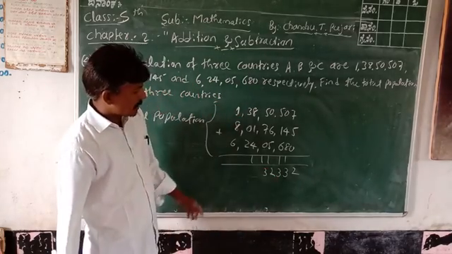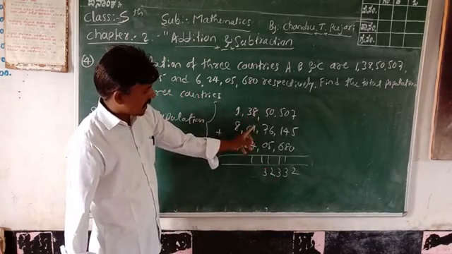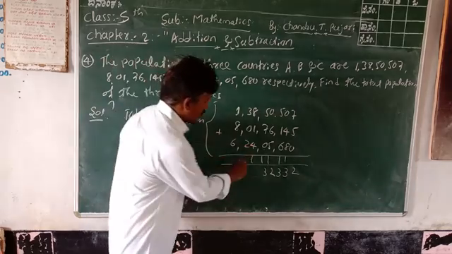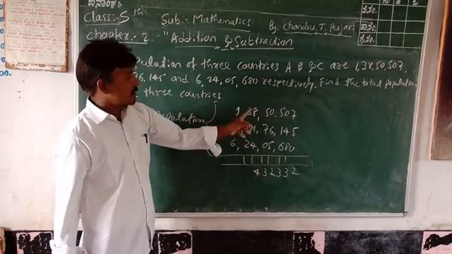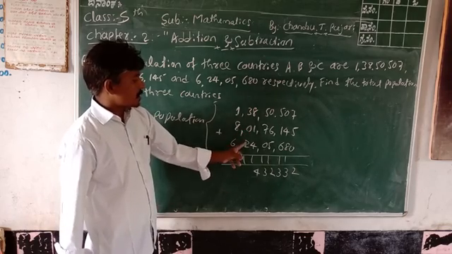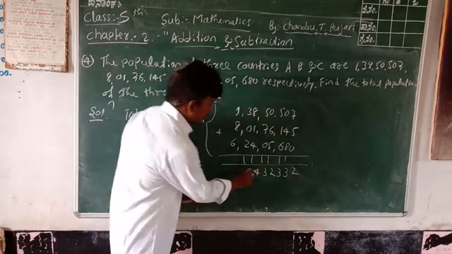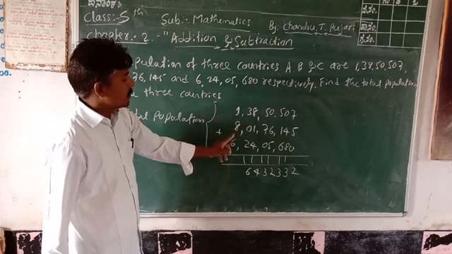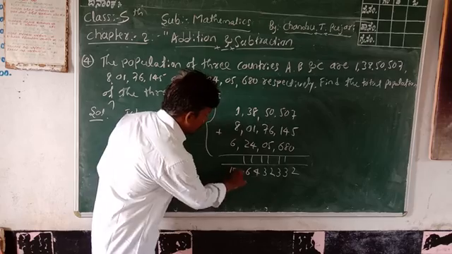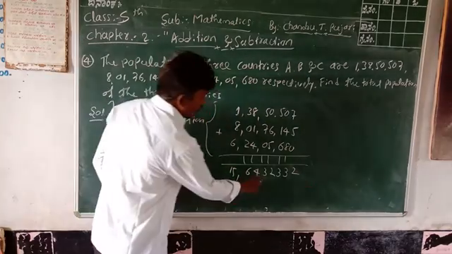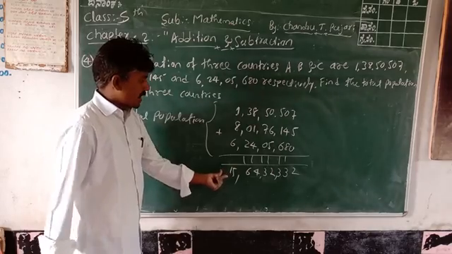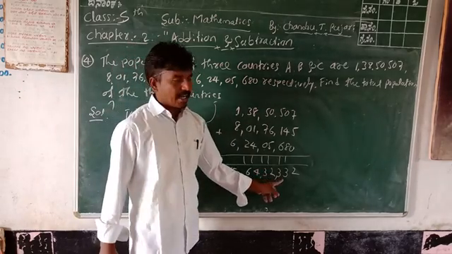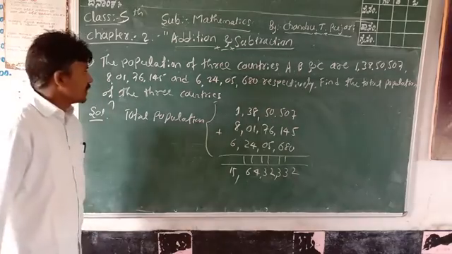The next one is what? Again, 8 plus 1 is 9. 9 plus 4 is 13. 13 plus 1 is 14, carry 1. Again, 3 plus 0 is 3. 3 plus 2 is 5. 5 plus 1 is 6. Last in this one, 1 plus 8 is 9. 9 plus 6 is 15. Therefore, the total population is 15 crore 64 lakh 32,332 in the 3 countries.